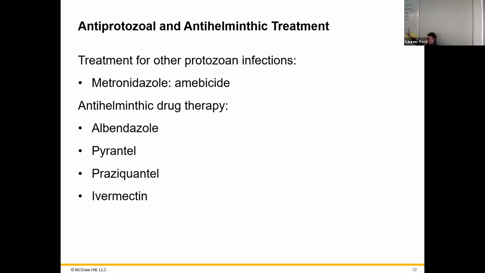Our other protozoal treatments often treat amoebas. So our common amoebicide is metronidazole. So this is the azole. Remember how I told you how the azoles are going to treat fungal infections? Not this guy. Metronidazole treats protozoan infections, more commonly the amoeba ones, as well as, and this is important, as well as anaerobic bacterial infections.